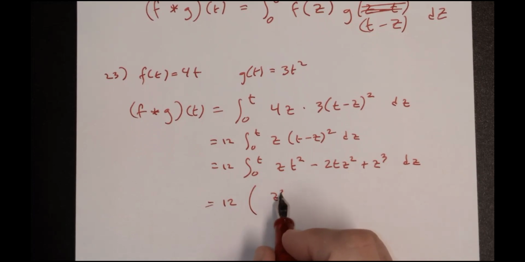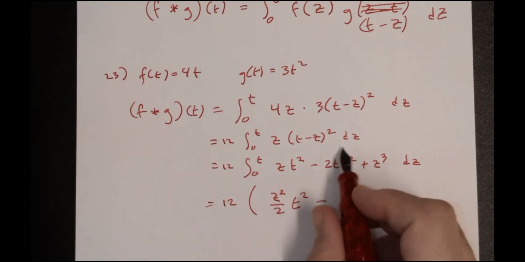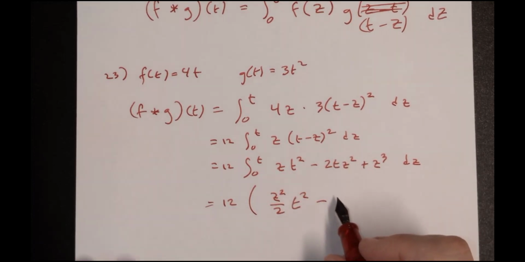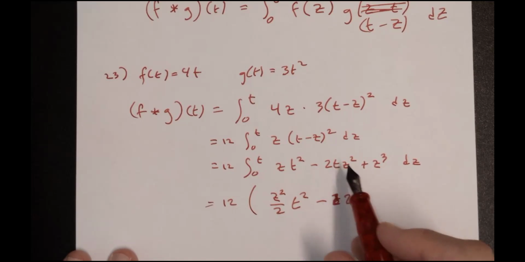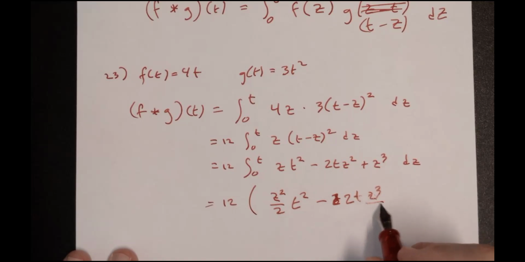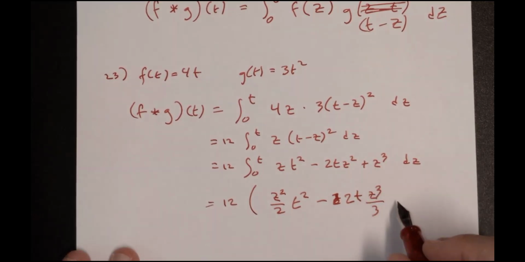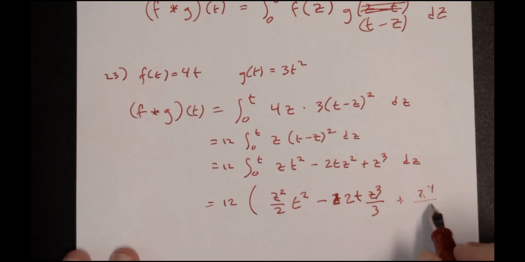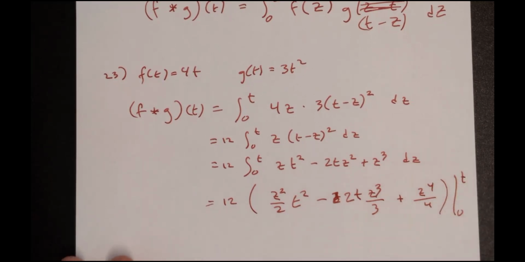Z squared over 2t squared. Oh, don't forget the t. Right. And then here, I get z to the fourth over 4. There's no t on that part. But all of this is evaluated from z equals 0 to t. So for every z, I'm going to put in a t.